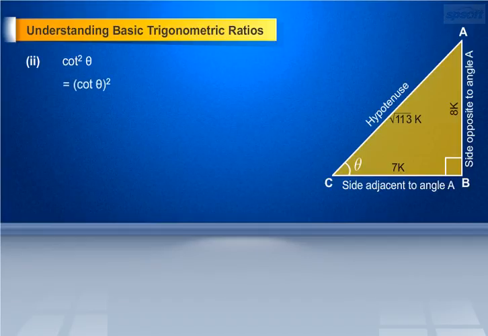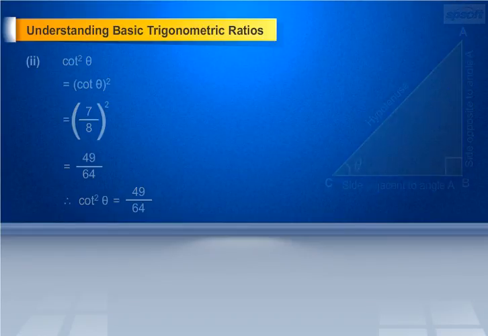Now let us find the value of cot square theta. Cot square theta can be written as (cot theta) whole square. This implies that cot square theta equals (7 by 8) whole square. This is equal to 49 by 64. Therefore, cot square theta equals 49 by 64.